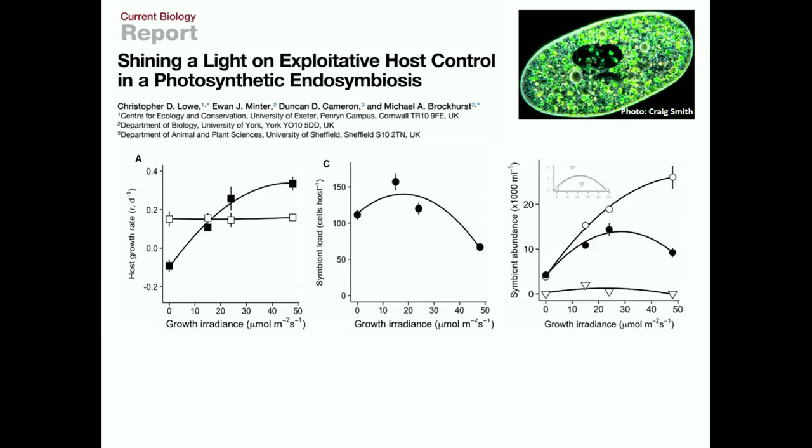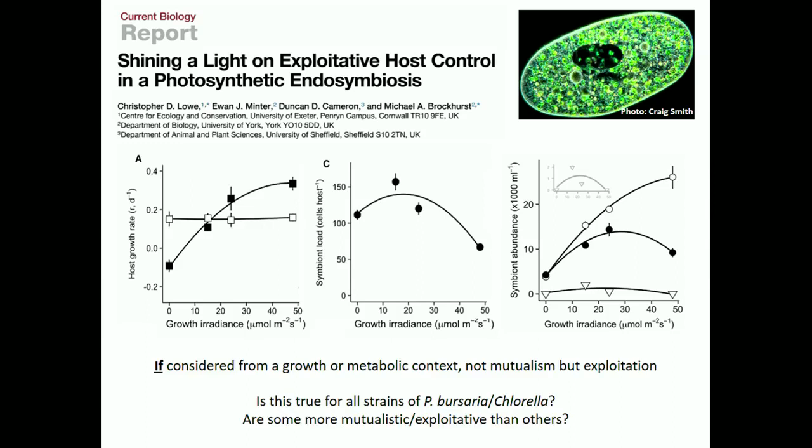If you compare that to how the algae would grow in the free living state out in the environment, they would just increase their abundance and their growth with light. So the difference between these two lines is the cost that the algae are paying as part of the symbiosis. What we argue is that if you just consider this from a growth or metabolic context, it's an exploitation because the hosts are exploiting their symbionts. Now, I've underlined "if", there might be other things which really make it mutualism, but if you just consider the metabolic interaction, the growth dynamics, then it seems like an exploitation.